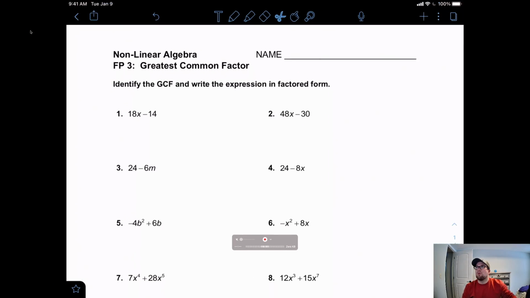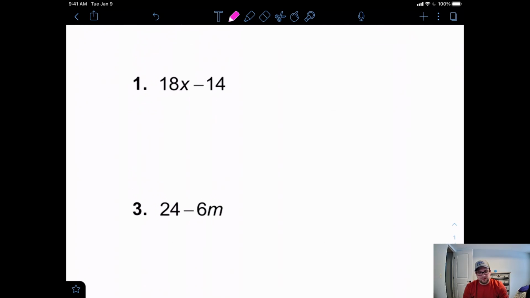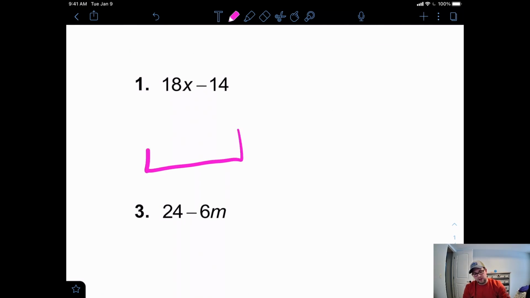All right, welcome everybody. Today we're going to be talking about FP3, which is known as the greatest common factor. Now this is actually a topic that you should know a little bit about already because we've kind of started that discussion. Whenever we talk about the greatest common factor, we like to go to this box idea. So I want to draw my box, and I'm going to make sure there's two sections in my box, one for each of the terms of what we're given.